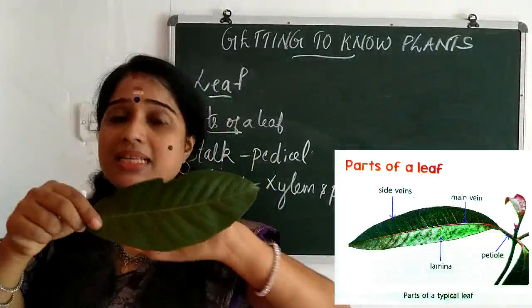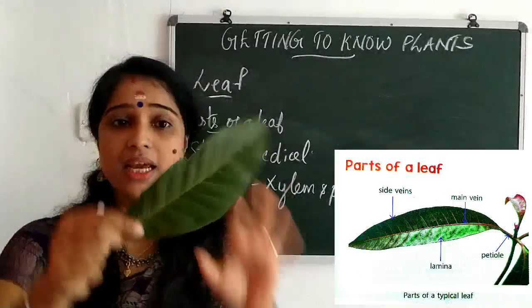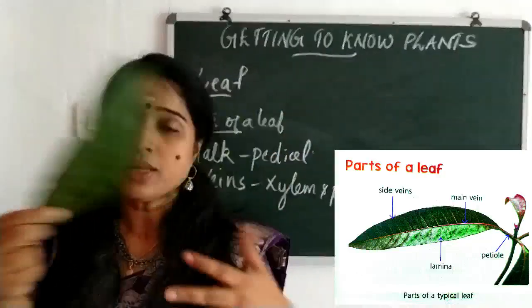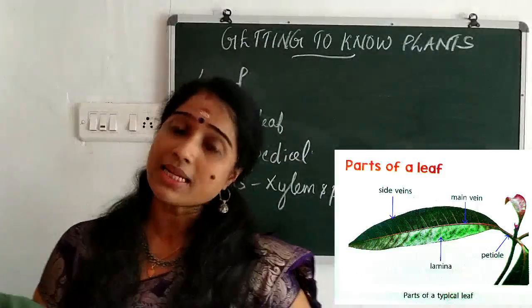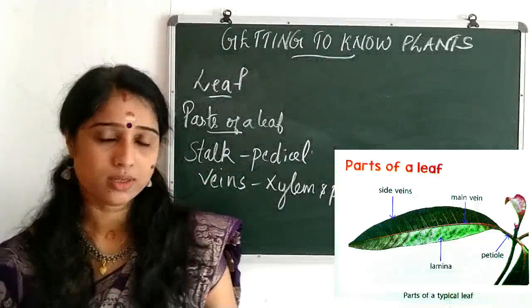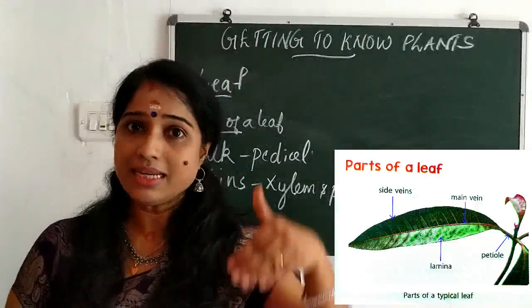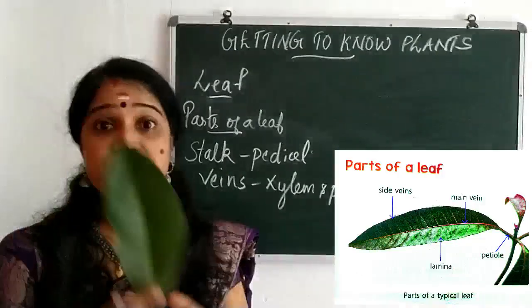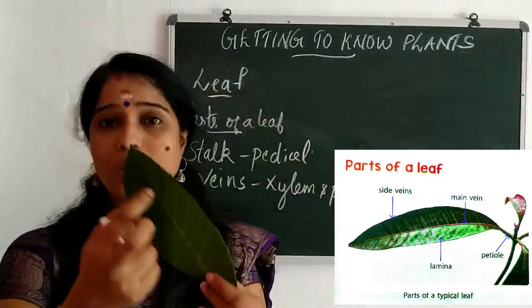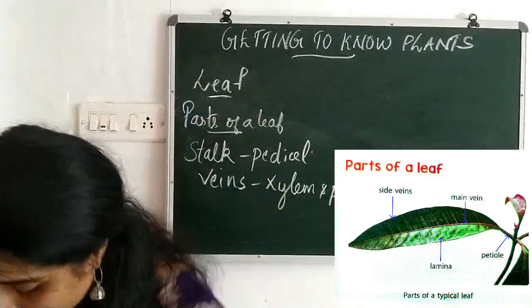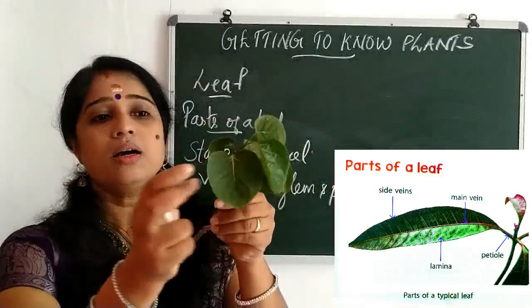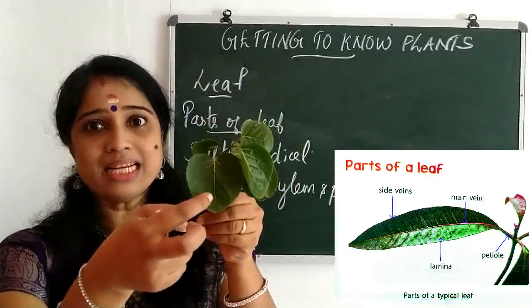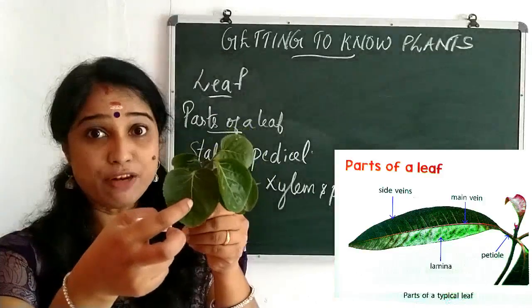So in the leaves we can see the xylem and phloem very clearly in the form of these veins. Of course, the xylem and phloem are seen in the stem as well as the root. But you know that it is inner, so we cannot see it from outside. But in the case of the leaf, we can see it very clearly in the veins. So here you can see the veins, and the veins represent the xylem and phloem.